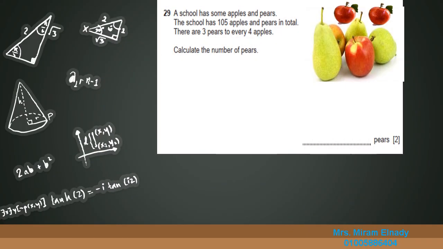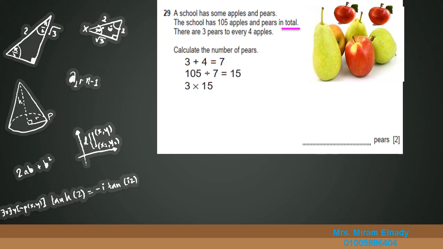A school has some apples and pears. The school has 105 apples and pears in total. This means both of them in total. And there are 3 pears to every 4 apples. So total means that we are going to add 3 plus 4, which is 7. Then we need to divide 105 by 7 to get 15.